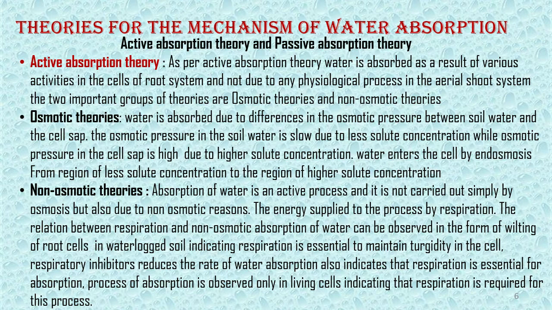First, osmotic theories. The water is absorbed due to differences in the osmotic pressure between soil water and the cell sap. The osmotic pressure in the soil water is low due to less solute concentration, while the osmotic pressure in the cell sap is high due to higher solute concentration. Water enters the cell by endosmosis from the region of less solute concentration to the region of higher solute concentration.